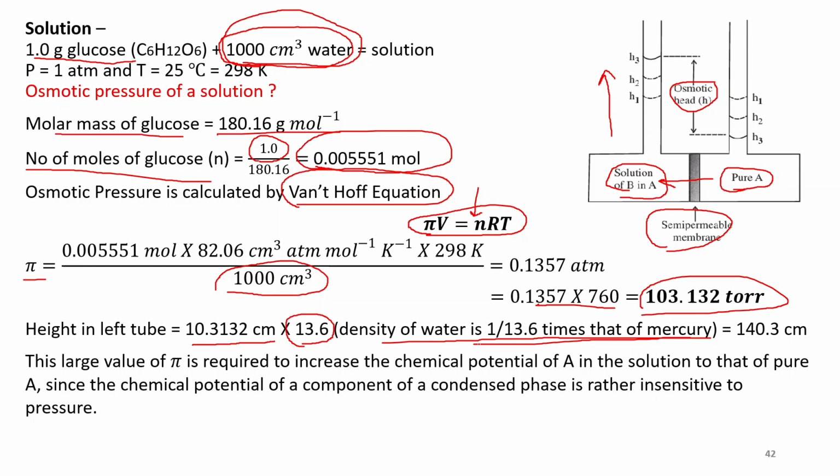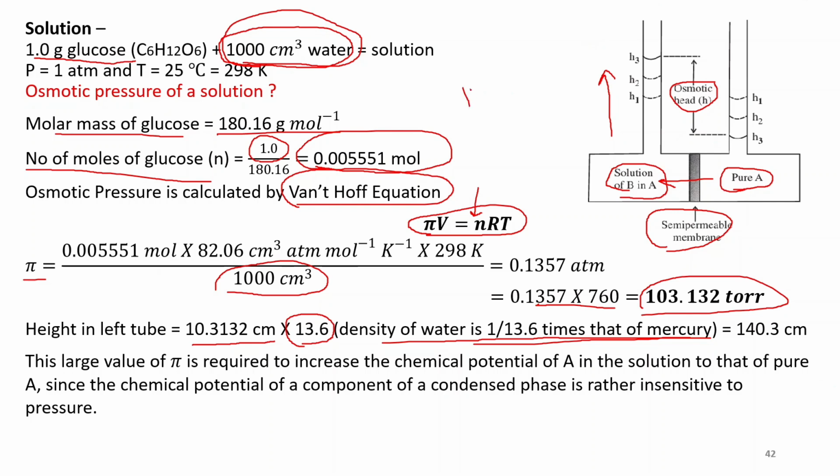So for calculating the height, we multiply the density rho by the pressure we are getting, 10.3132, and we get the value as 140.3 centimeter. As we know, the formula is pi equals rho gh, so from pi equals rho gh, what we are calculating is h, which is the height.